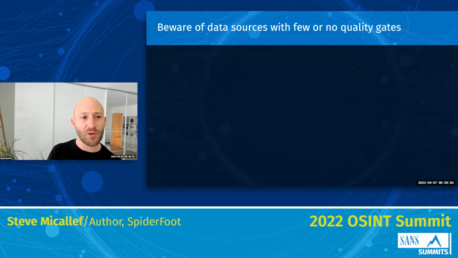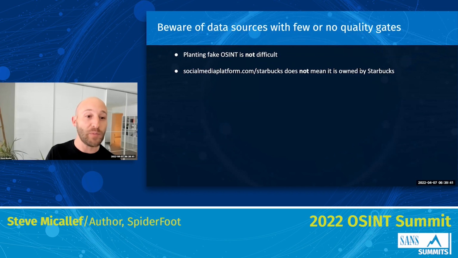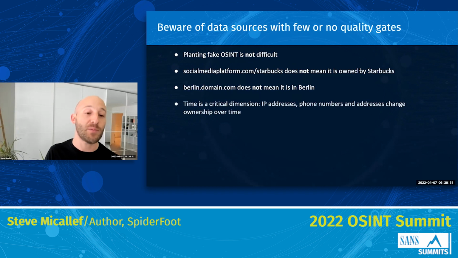And then I would say also beware of data sources with very few or no quality gates. So planting fake OSINT is not difficult. Be aware that just because you find socialmediaplatform.com/Starbucks doesn't mean it's actually owned by Starbucks. Likewise, if you see berlin.domain.com, it doesn't mean it's in Berlin. Anyone can create these entries. There are very few quality gates that prevent someone from creating fake entries here.